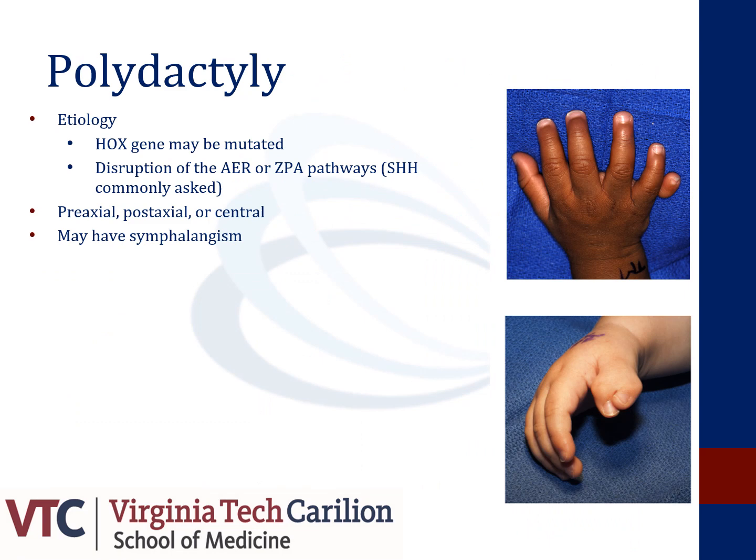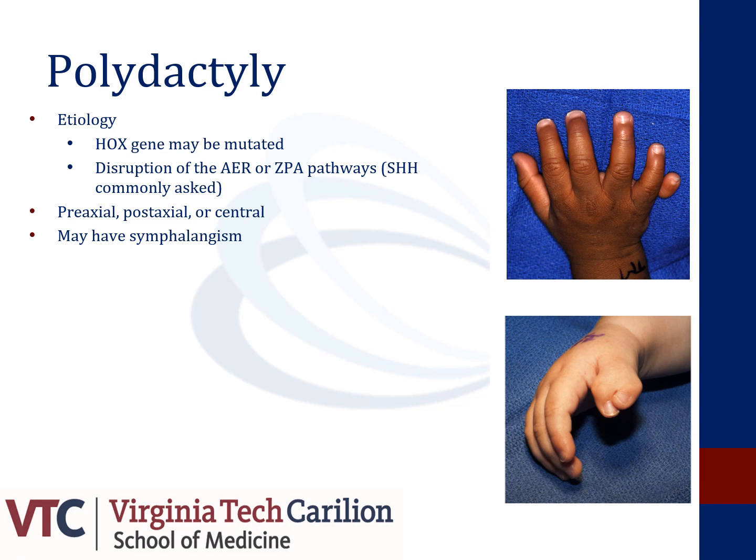Next, we'll talk about polydactyly, or the presence of additional digits. This is often related to the Hox gene. Sometimes the sonic hedgehog pathway is also abnormal, leading to excessive growth in the radial to ulnar plane. Polydactyly can be either preaxial on the radial side or postaxial on the ulnar side of the digit, and there can also be central polydactyly.